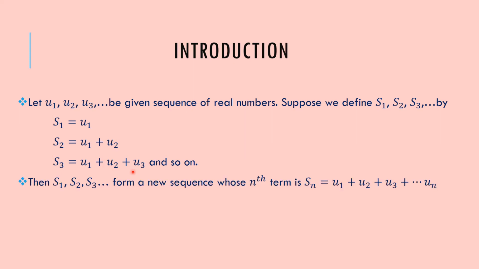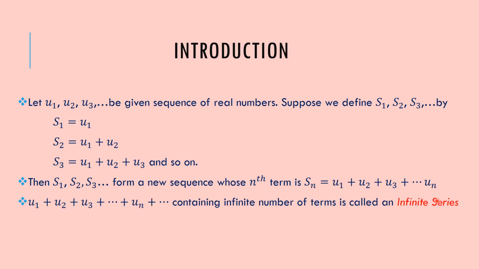Then S1, S2, S3, etc. form a new sequence whose nth term is Sn equal to u1 plus u2 plus u3 plus etc. un. So we have defined a new sequence S1, S2, S3, etc., Sn, etc. Now, u1 plus u2 plus u3 plus etc. plus un plus etc., that means it continues up to infinite terms, containing an infinite number of terms, is called an infinite series.